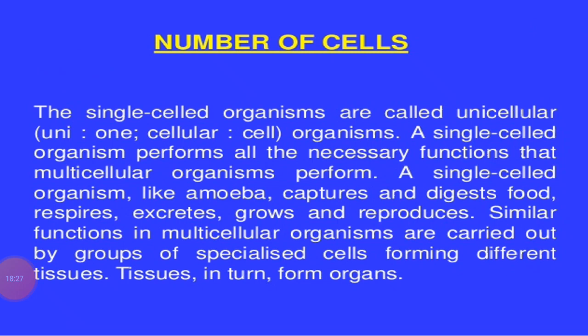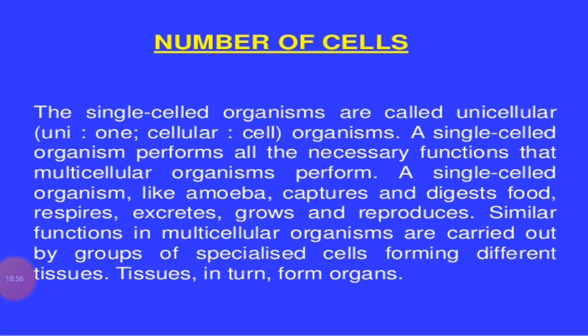Number of cells. So as I have told you, on the basis of the number of the cells, the organisms are divided into two categories. The first category is of unicellular organism, and the second category is of multicellular organism. So single celled organism like amoeba. What happens in case of amoeba? The amoeba is a kind of unicellular organism, and it captures its food and digests its food. It respires also, it excretes also, it grows also, it reproduces also.